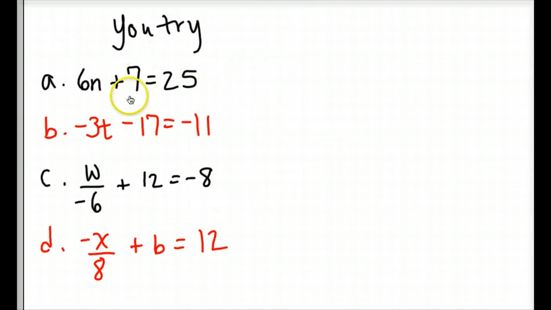Okay, here's your first U try. A is just like example 1, B is just like example 2, C is just like example 3, and D is just like example 4. So use those examples to solve these problems out. Pause here and see if you can get the correct answers.